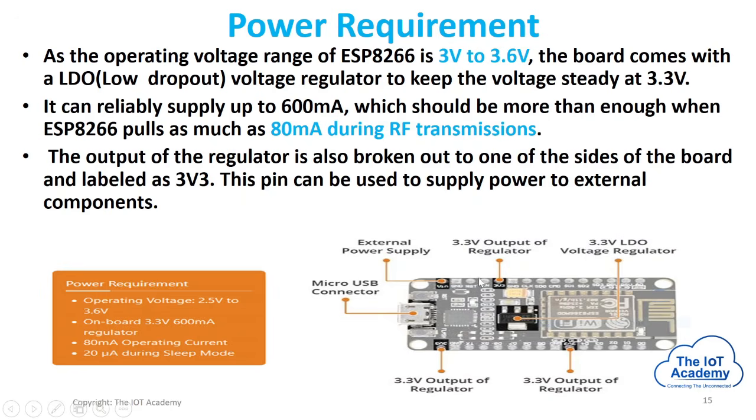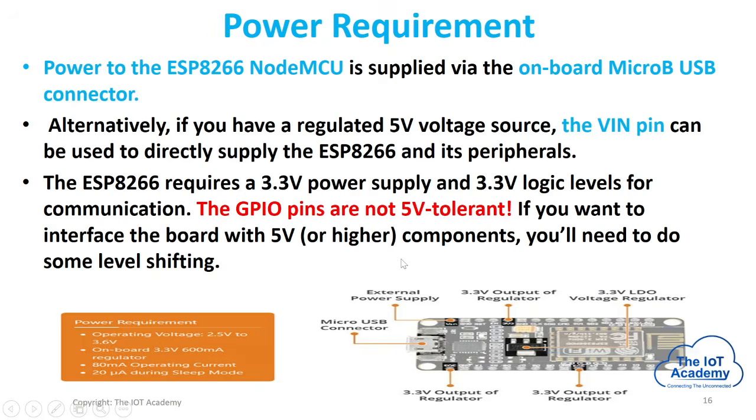So these are some of the 3.3 volt pins, and this is the LDO, this is the micro USB connector, and this is the V-in pin for external power supply. So how to power the NodeMCU?